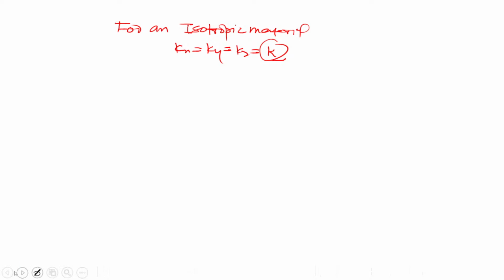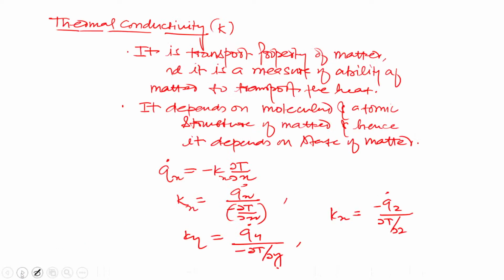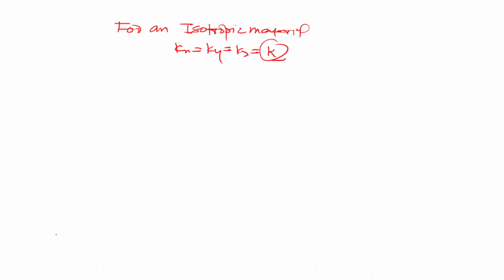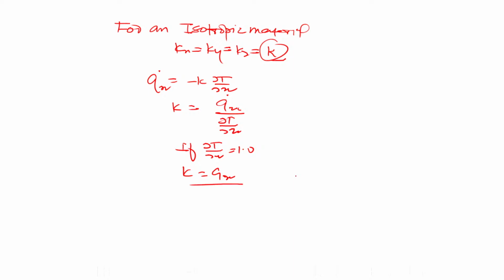So how can you define the k? If you want to define the k, as you know, heat flux is equal to minus k dT upon dx. Yes or no? Then k is equal to qx dot upon dT upon dx. If dT upon dx is equal to 1, then k is equal to qx. So how can you define the k here?